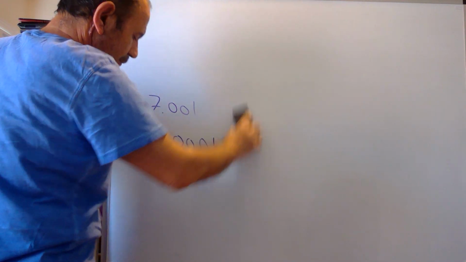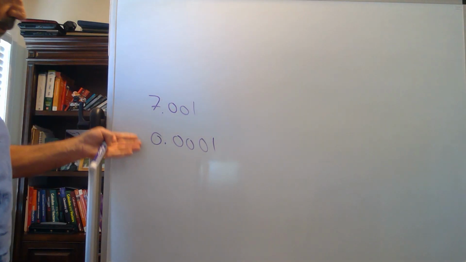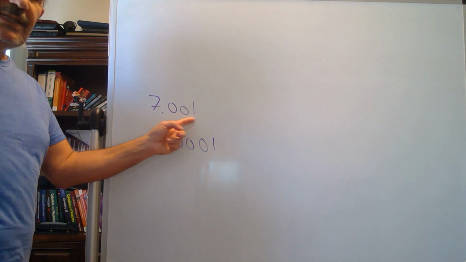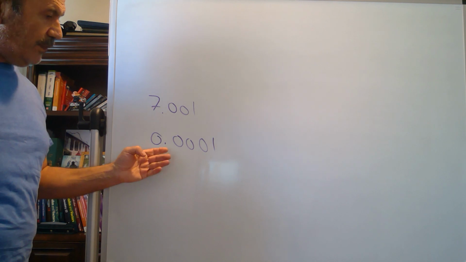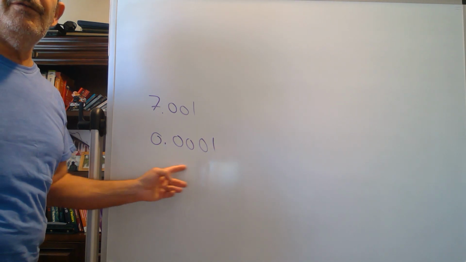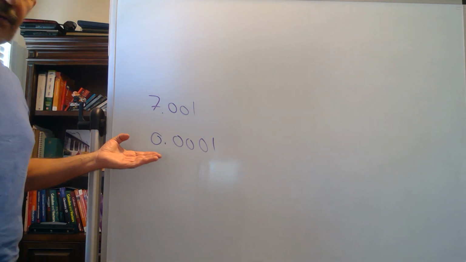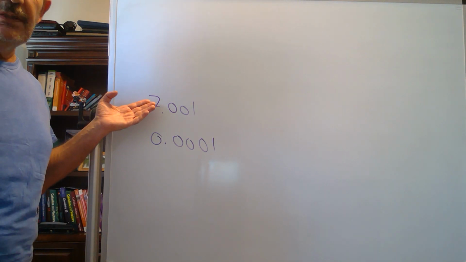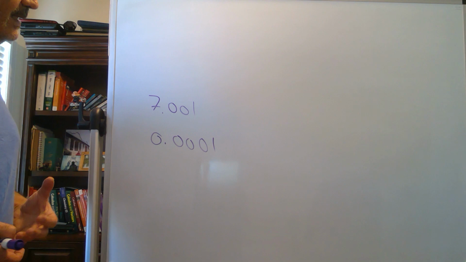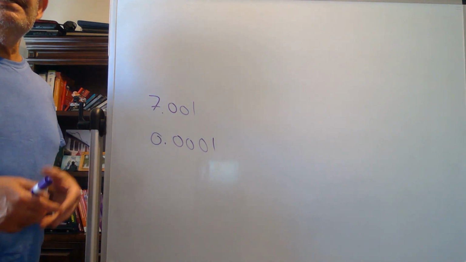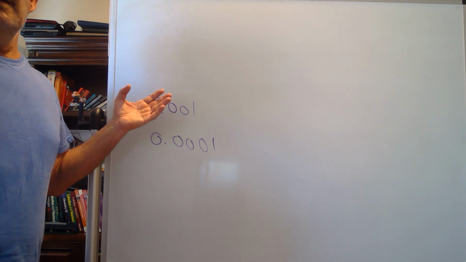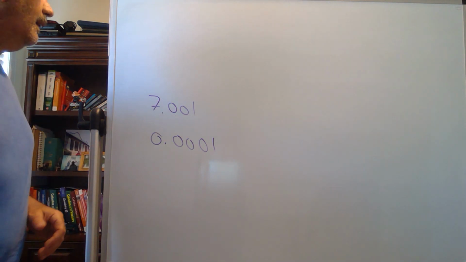Let's compare these two numbers. The top number, we have 3 digits after the decimal. What about the bottom number? In the bottom number, we have 4 digits after the decimal. So the bottom number is more precise compared to the top number. For precision, the more digits after the decimal, it means more precision compared with the other number.